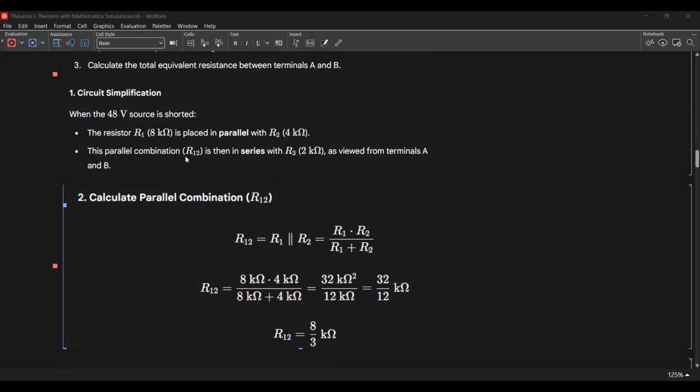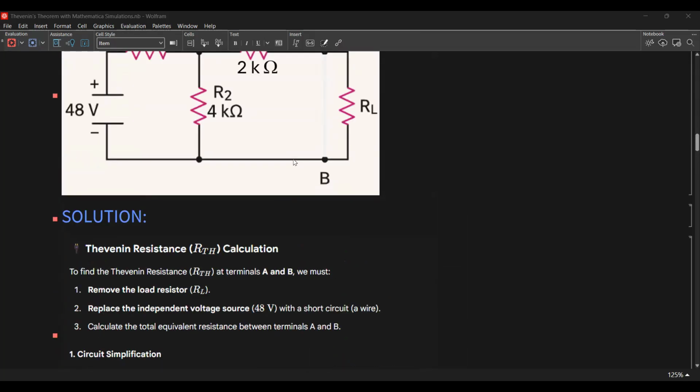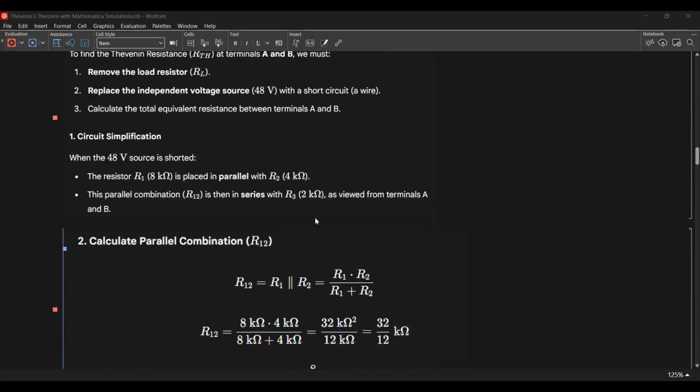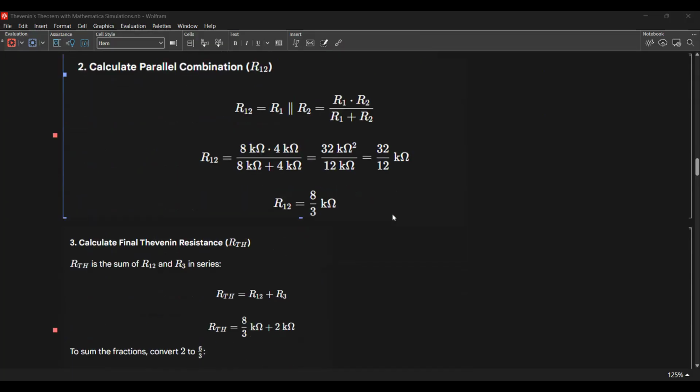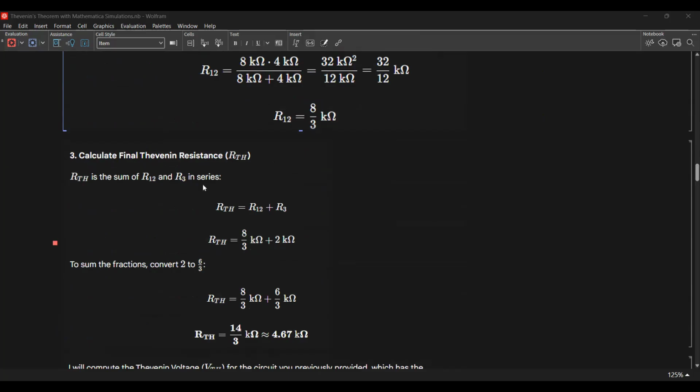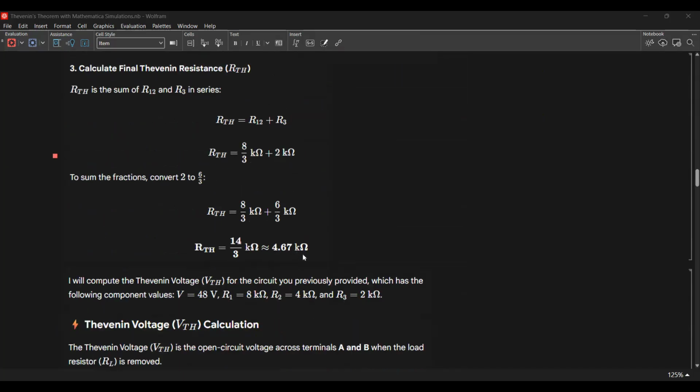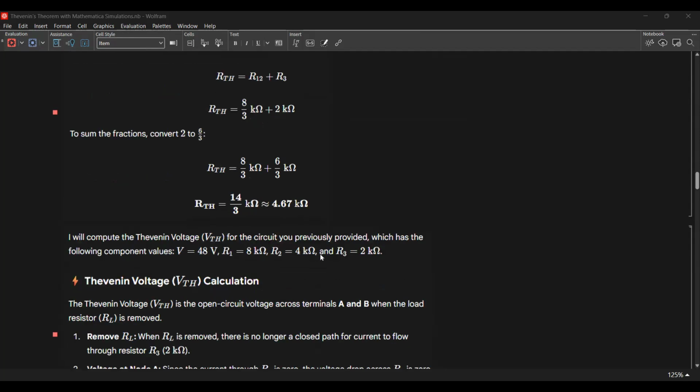This parallel combination is then in series with R3, as viewed from the terminals A and B. So calculations: R12 is R1 parallel to R2. R1 is 8, R2 is 4. So they are parallel, and this is equal to 32 over 12. Calculate the final Thevenin resistance. So RTH is equal to R12 in series with R3. So 8 over 3 plus 2. So the answer is 4.67 kilo ohms.